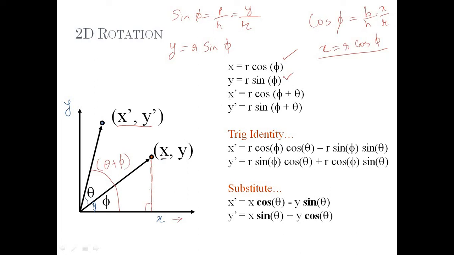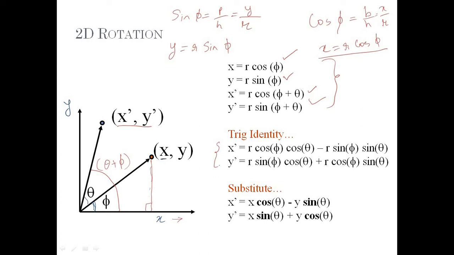So x dash will be equal to r cos(phi plus theta), and y dash will be equal to r sin(phi plus theta). This is the formula that we get. Now, using trigonometric identities, we know that x dash equals r cos phi cos theta minus r sin phi sin theta, and y dash will be equal to r sin phi cos theta plus r cos phi sin theta. These are the trigonometric identities that we already have.